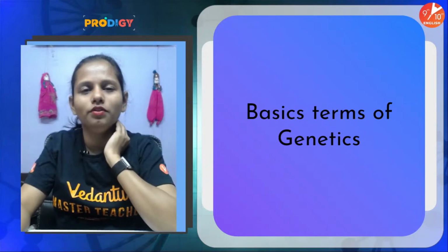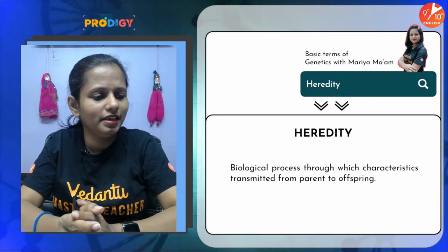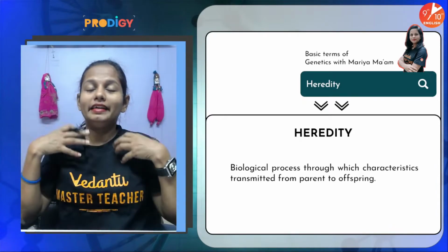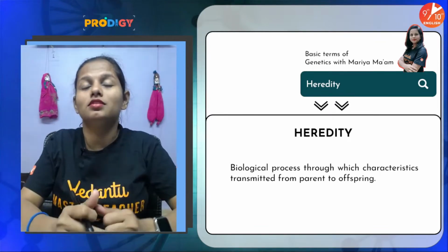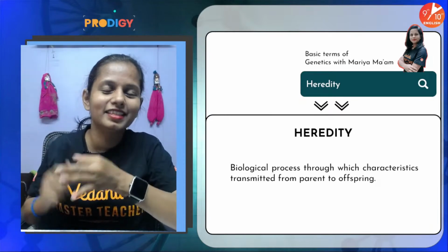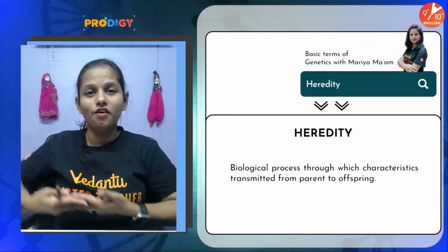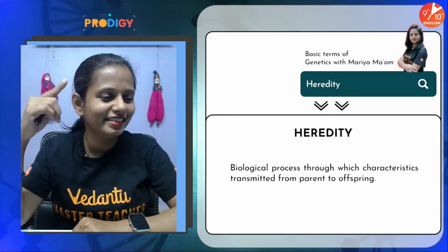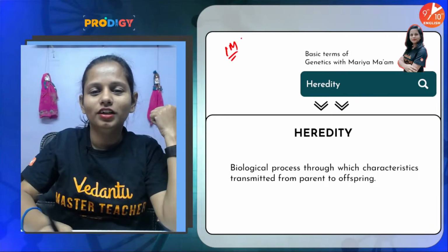Basic terms of genetics. So guys, the very first term is heredity, that we already discussed in the previous session. That is, the characteristics are being transferred from parents to the offsprings, and that process is known as heredity. So the process of transfer of characteristics from parents to the offsprings is known as heredity. Okay, so this definition, 1 mark.